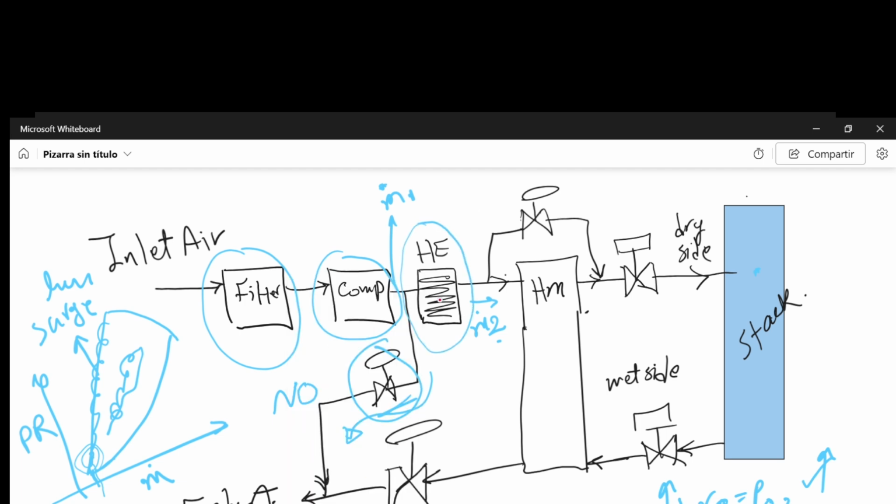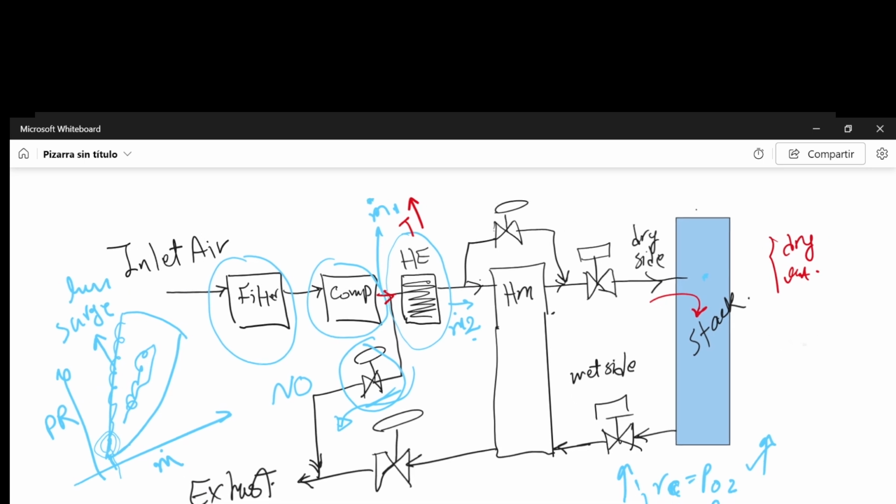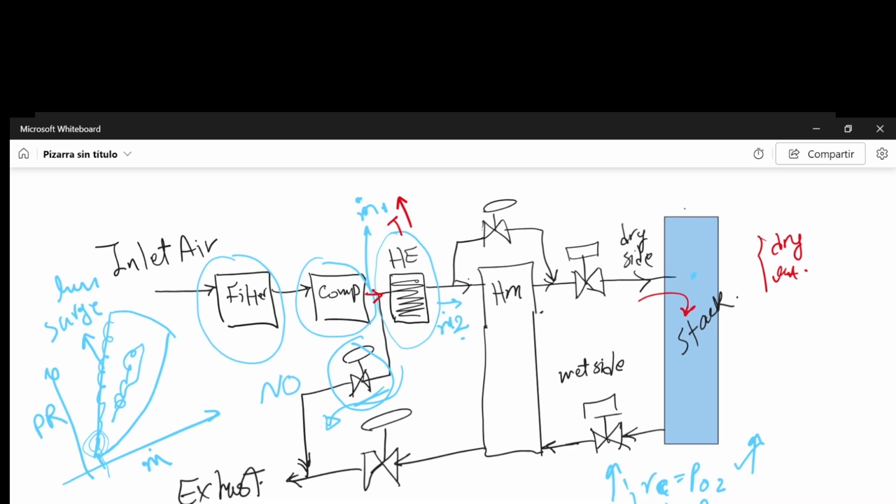The air that exits the compressor has a high temperature. So this temperature has to be reduced, because this higher temperature dries out the membrane and reduces the stack efficiency. If you see my previous video, I explained that when the stack is dry, the resistance increases, the proton conductivity reduces, and finally the stack efficiency is reduced.